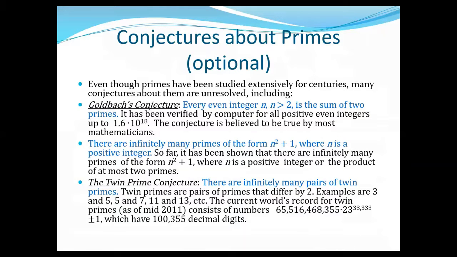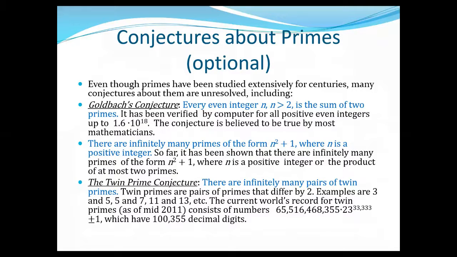Okay, so we have two prime numbers. When we add, it will give us an even integer. Okay, that's the Goldbach conjecture. Okay, another conjecture: there are infinitely many primes of the form n squared plus 1, where n is a positive integer. Definitely, when you substitute a value and we add 1, it's a prime number.